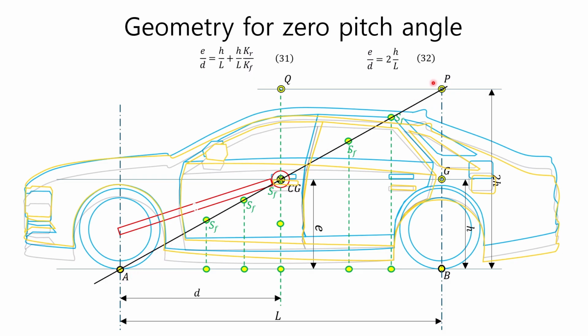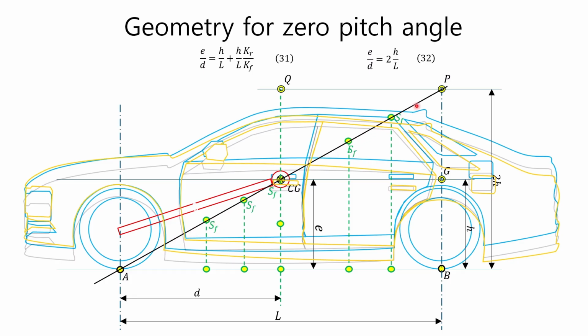If a virtual reaction point SF exists on the inclined straight line between points A and P, then according to the similarity property of triangles, the ratio of 2H to L will always be the same as the ratio of E to D, satisfying equation 32. Therefore, if the virtual reaction point SF of the front suspension exists anywhere on the black straight line shown here, the vehicle can maintain a zero pitch angle attitude during acceleration.